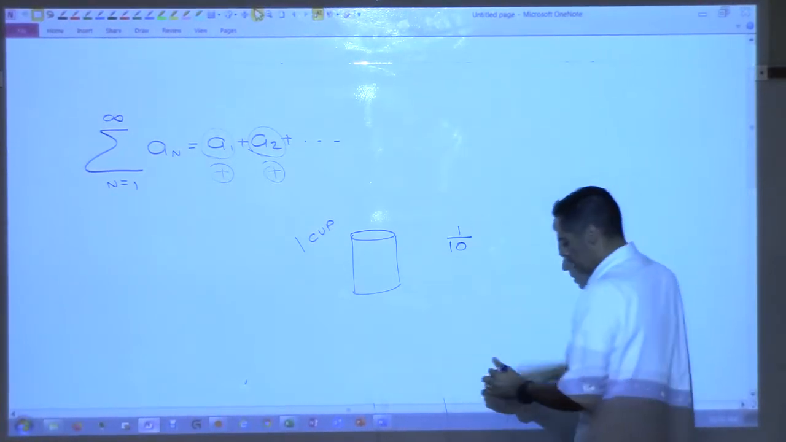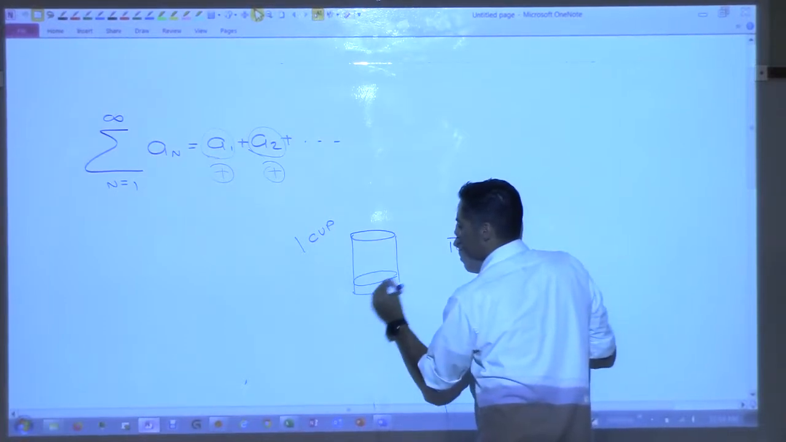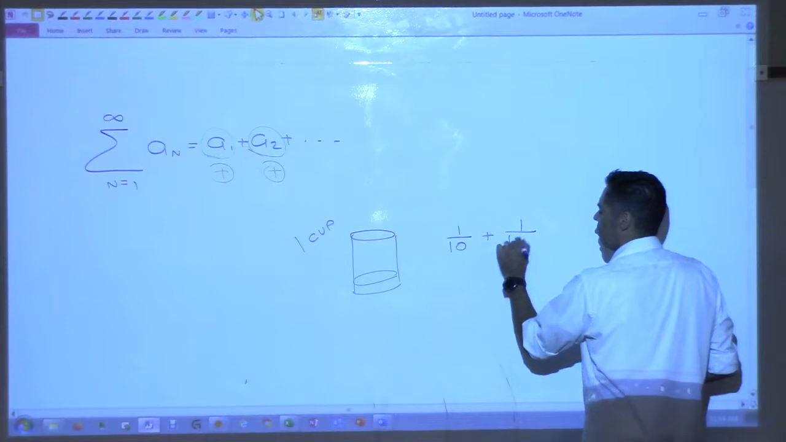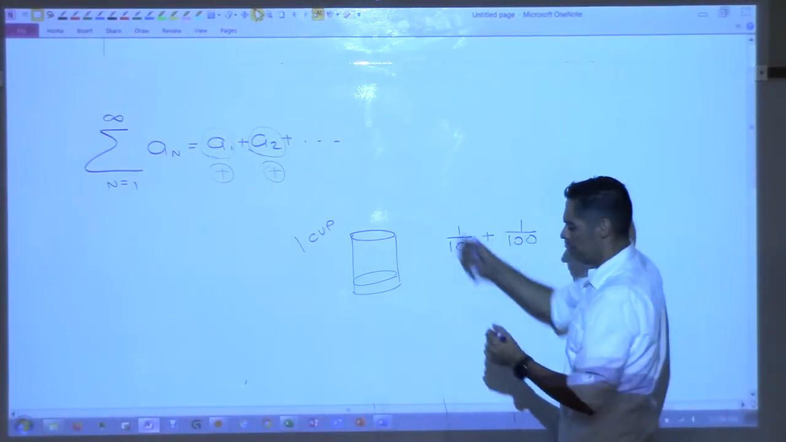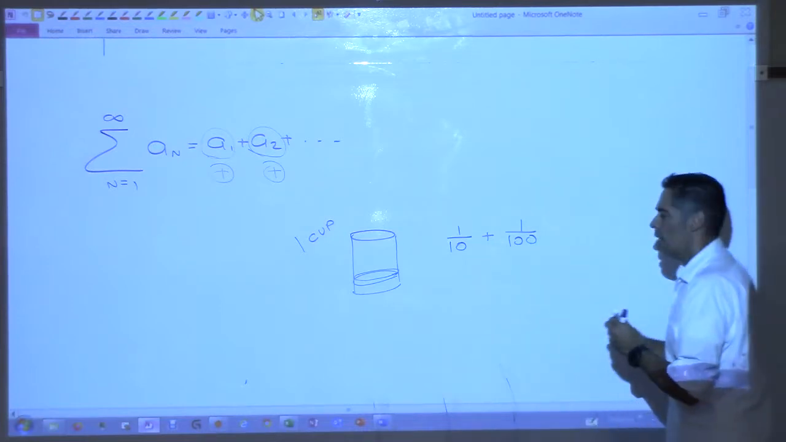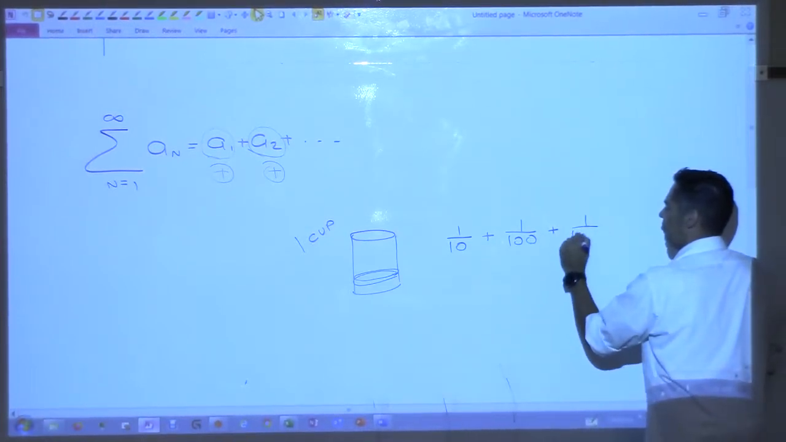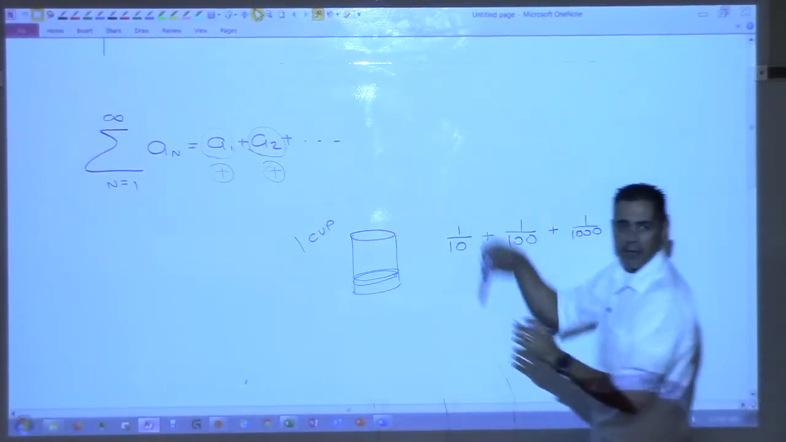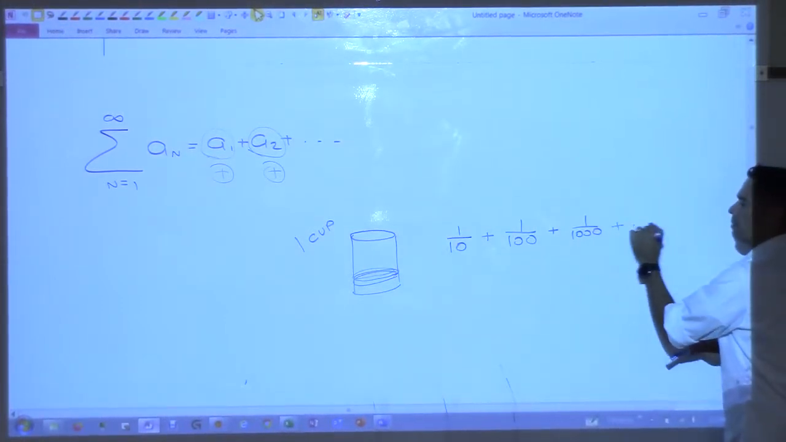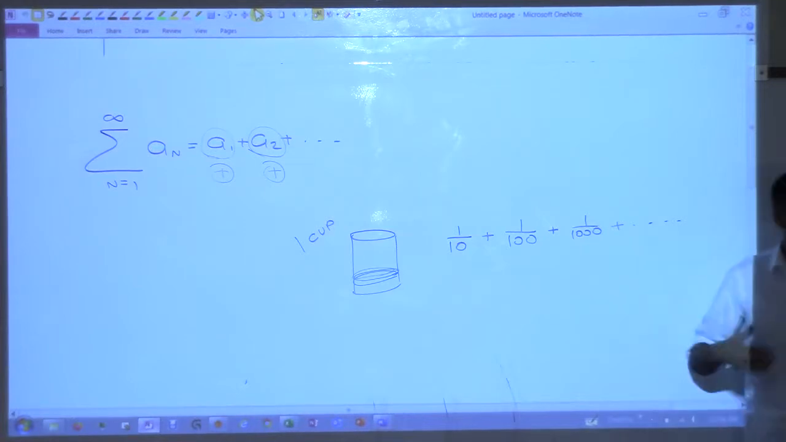Okay, so I pour that in. Here it is. I've got 1/10 of this cup full. And now I come in after that and I add 1/100th of a cup. So I pour in 1/100th of a cup, and now the water level comes up a little bit, right? And then I do 1/1000th of a cup. Pour that in, water level comes up a little bit more, right? And I keep going forever. The question is, does it overfill the cup?